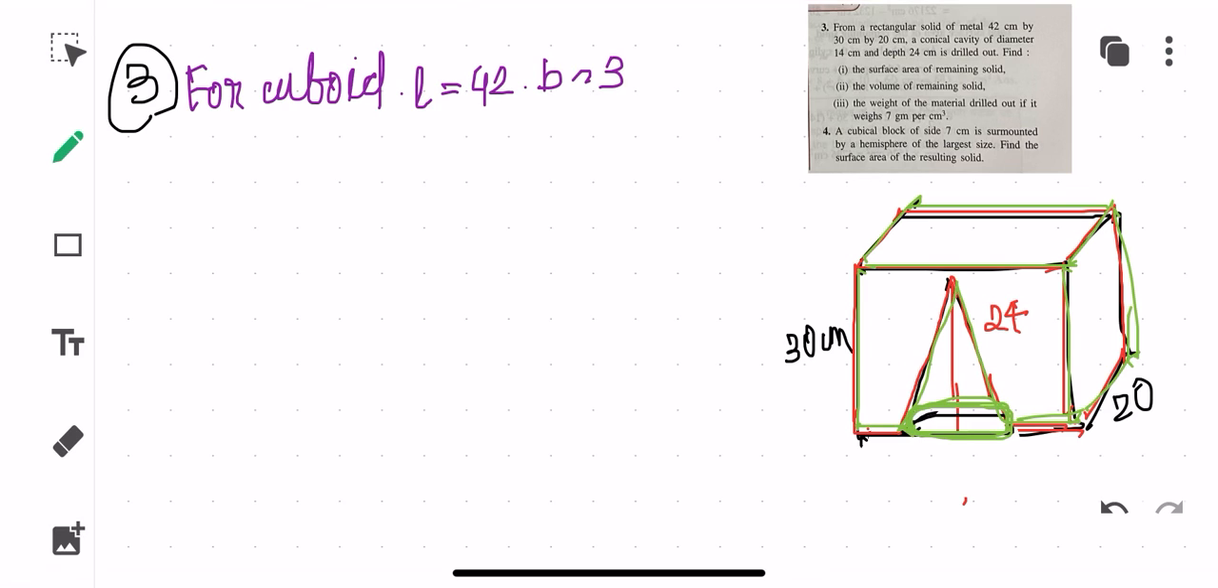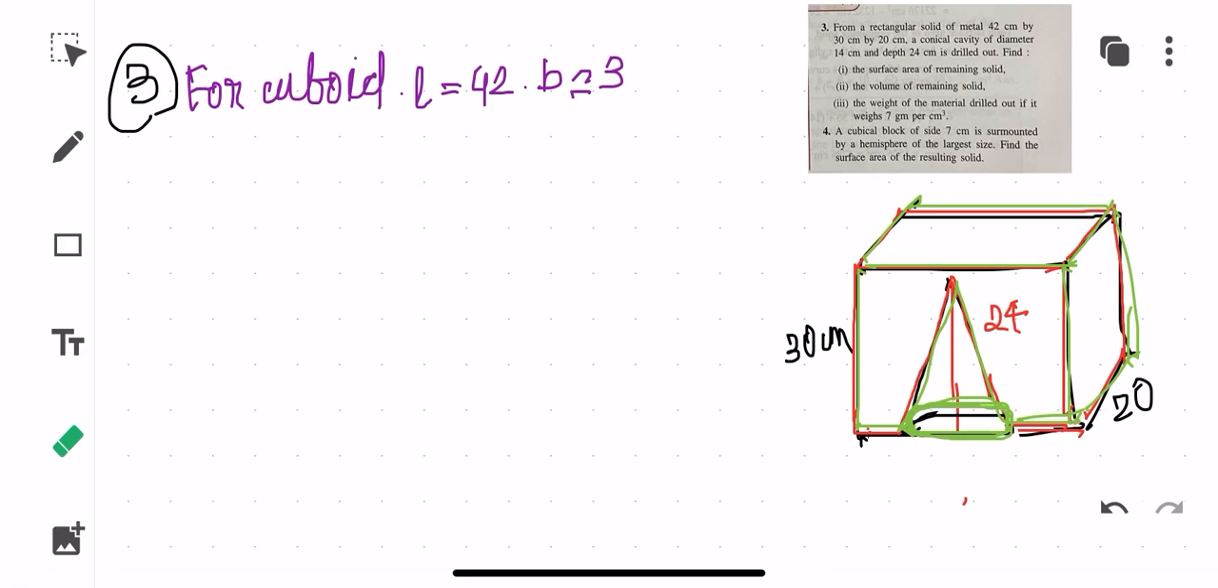Okay, B, we are to take B as 30, children. Is it like this? Just a second. Okay, yes. So you need to take B as 30. Basically, it actually doesn't make a difference, children, because ultimately everything is going to be multiplied. So it's completely up to you which one you are going to take as length, which one as breadth, and which one as height.